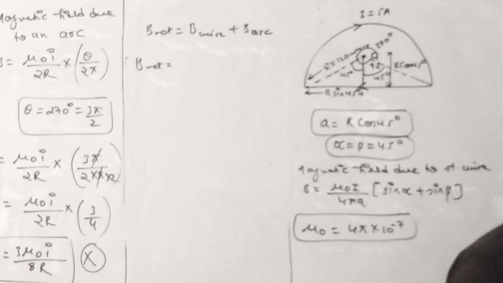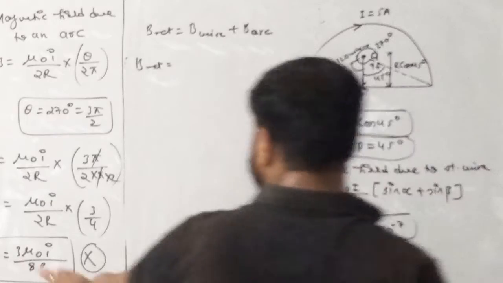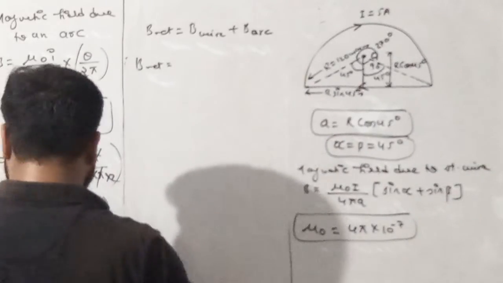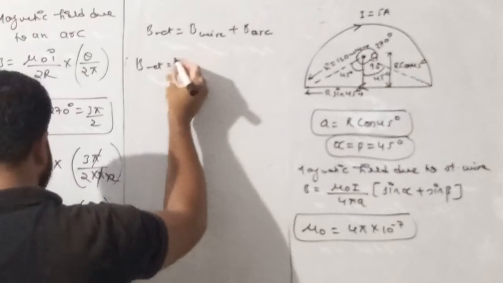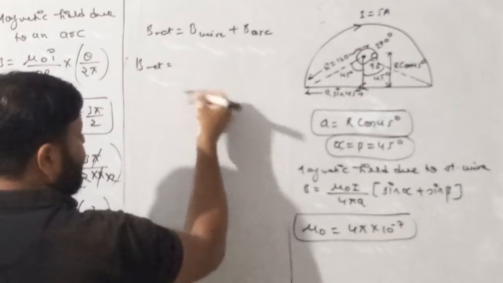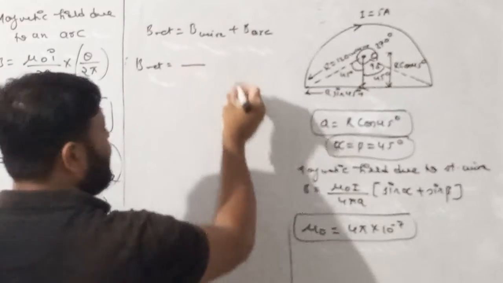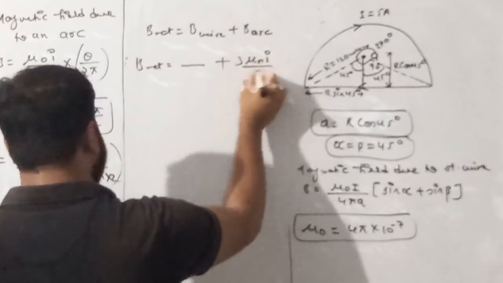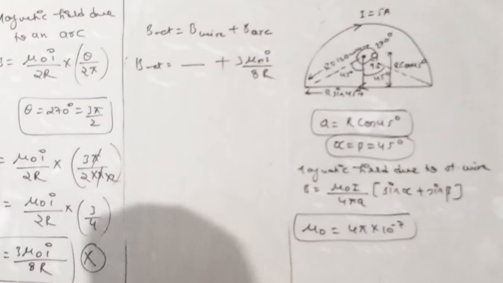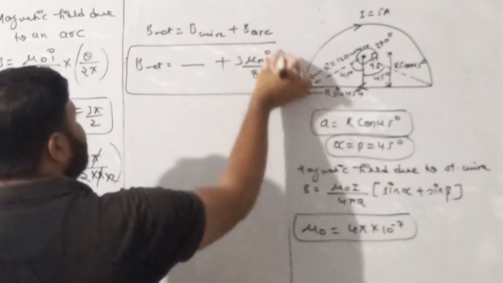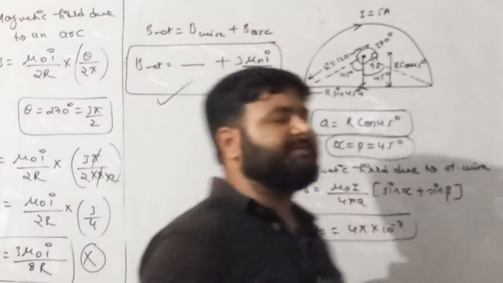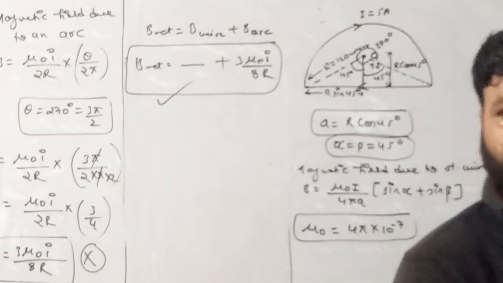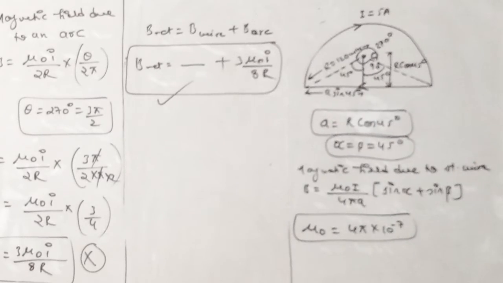Magnetic field due to wire is mu naught I by 2 pi r, and magnetic field due to arc is 3 mu naught I by 8 r. So just put the value and solve, you will get your answer. So due to wire, put the value due to wire, plus due to an arc it is 3 mu naught I by 8 r. After adding and putting the value, you will get the net magnetic field at point O. I hope you all understand the concept we deal with in this question.